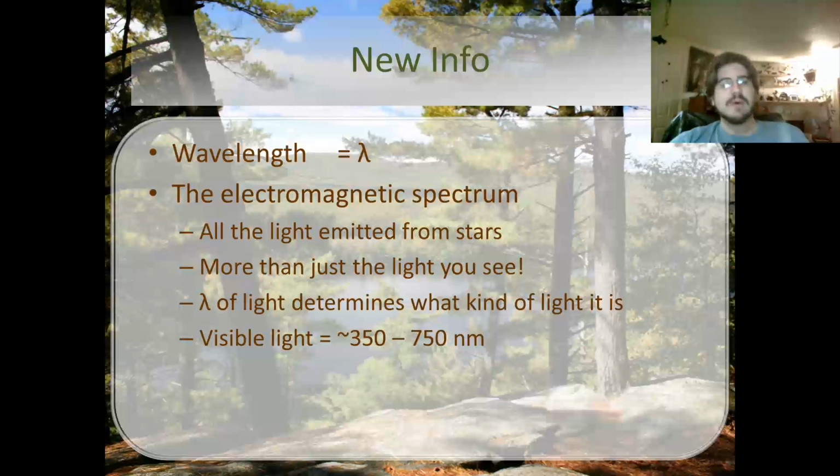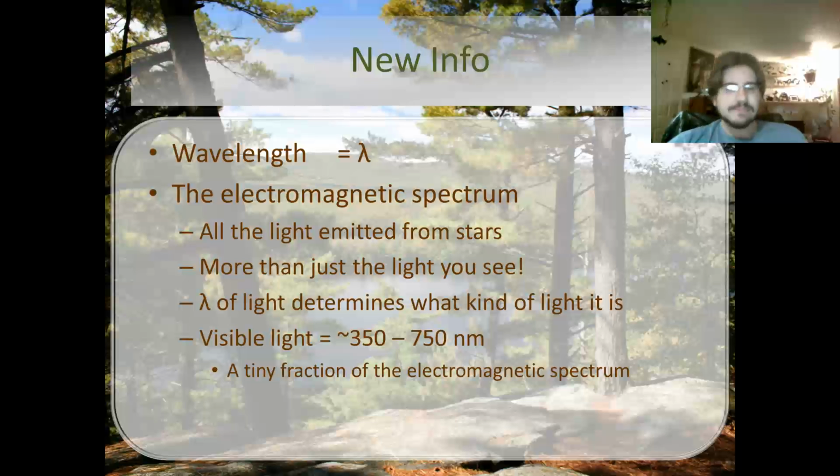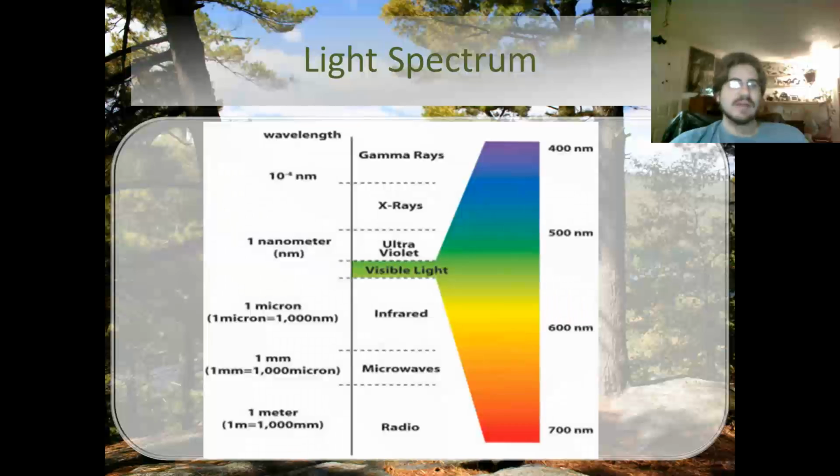All right, so visible light is 350 to 750 nanometers. That's the range of wavelengths that encompass light that is visible to you. However, that's just a tiny fraction of the electromagnetic spectrum. Here's a good picture of it. So see this little thing here, this is visible light. And there we go.